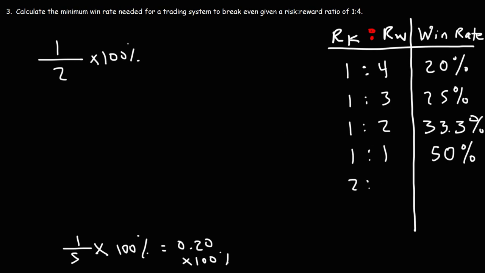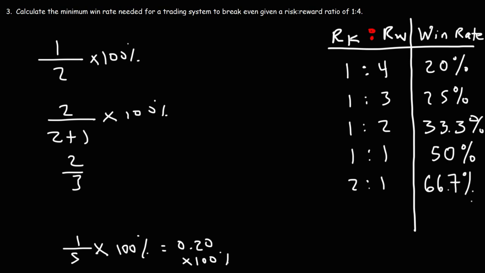Now let's say we're risking more than the potential reward. Let's say we're risking $200 to potentially make $100. What's the win rate that we need to break even? In this case, the risk is 2 divided by the sum of the risk and reward, which is 3, times 100%. So it's going to be 2 out of 3, which is 0.667. So you need a win rate of 66.7% to break even.